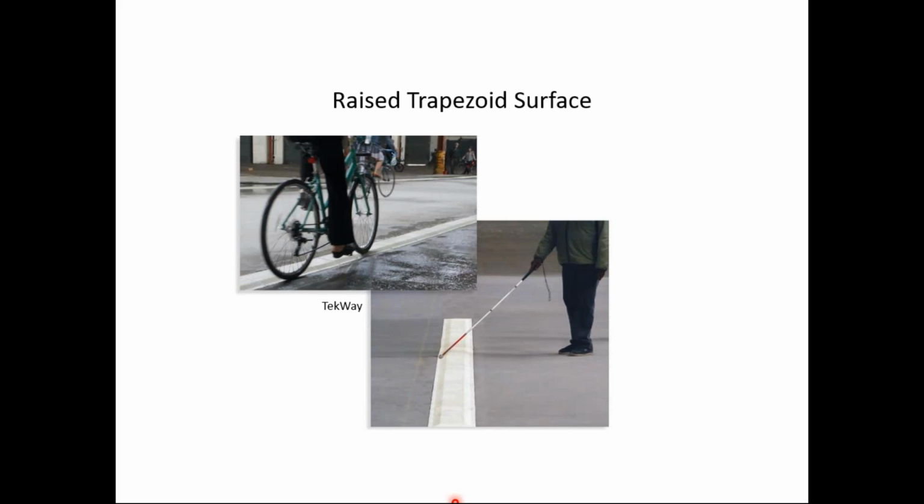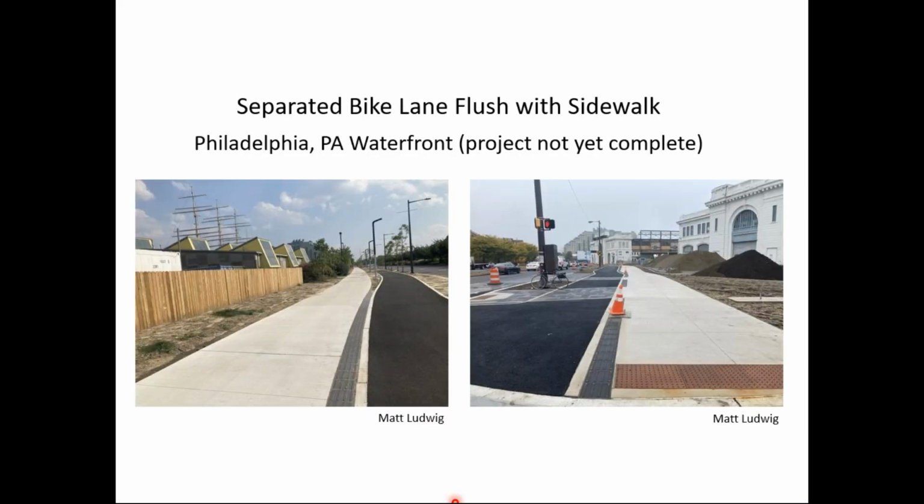One of the surfaces that's apparently doing well in the research that's underway is what they call a raised trapezoidal surface. You can see it's a raised plastic or composite material surface that's high enough that it can be detected with the cane, but notice it's not so high and not so steeply sloped that it's a problem for a bicycle. Bicycles apparently can go over this without an issue. There are some cities on the West Coast and in the southwestern United States that I believe have already implemented these.